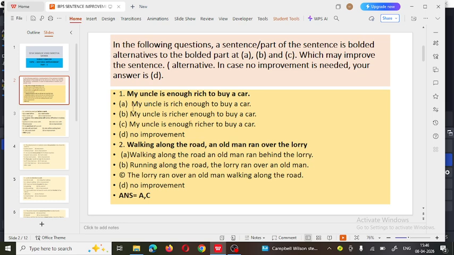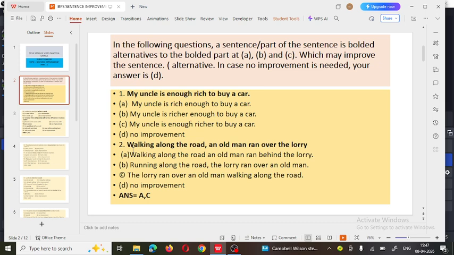Let's see all the other options. First, my uncle is rich enough to buy a car. Second, my uncle is richer enough to buy a car. Third, my uncle is enough richer to buy a car. Rich, richer, richest, that is a degree of comparison. But we can use it only when we are able to compare that person with someone, and here that comparison is not there. So option A only is correct here.